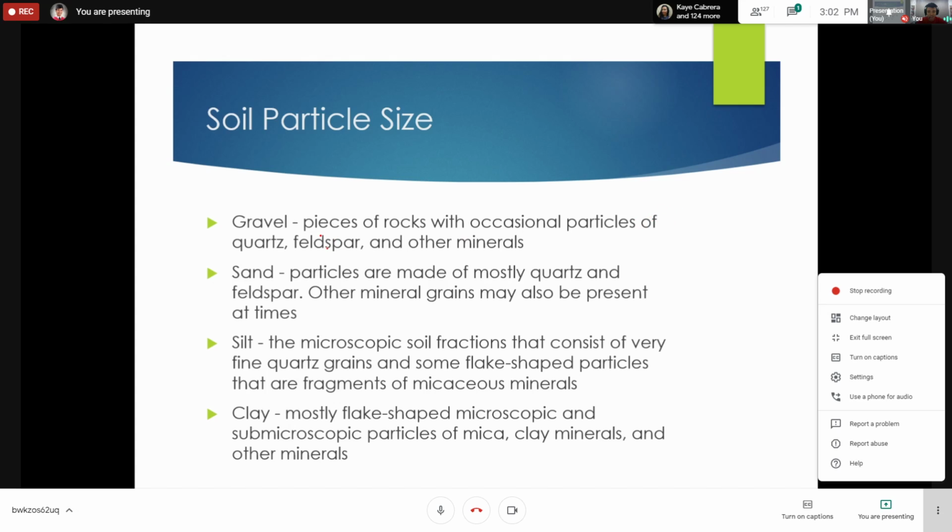Now, in soil mechanics, the first two, gravel and sand, will be your coarse materials, and then your silt and clay will be your fine materials. Throughout the lecture and also the laboratory, we can determine the percentage of gravel in your soil specimen. We can also determine the percentage of sand.